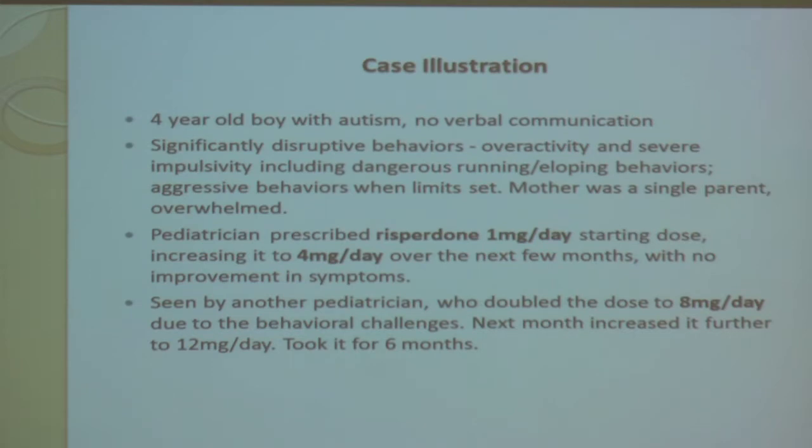He came to me for a psychiatric evaluation, and the background history was that he had significantly disruptive behaviors. He was extremely overactive. He had severe impulsivity, and this included dangerous running, eloping, aggressive behaviors when mom or any other person tried to set limits with him. His mom was a single parent, and she was clearly overwhelmed when she brought him for this evaluation.